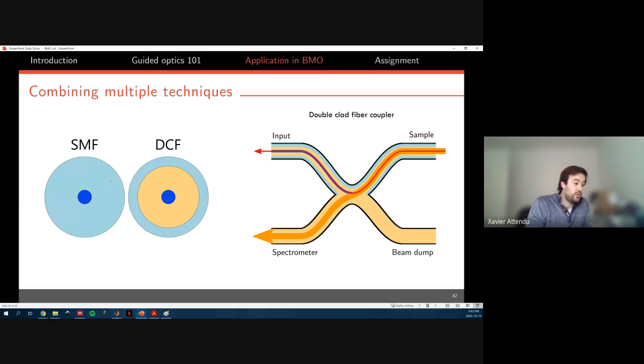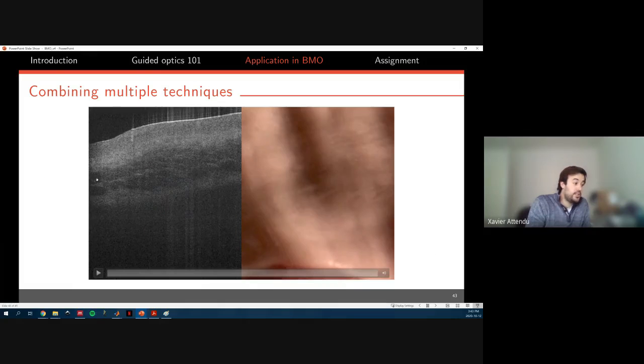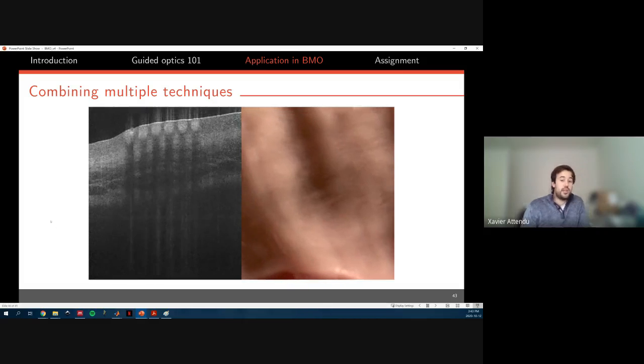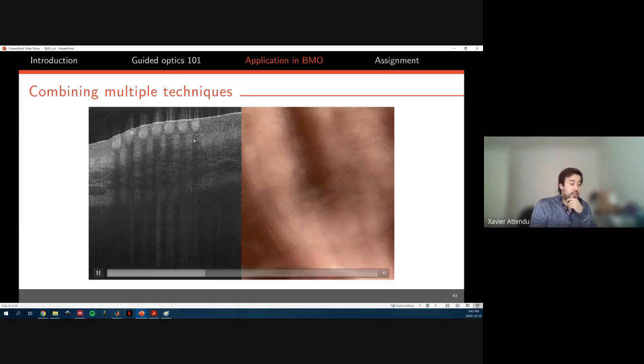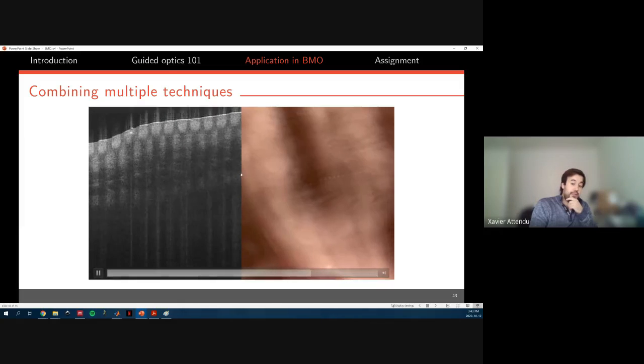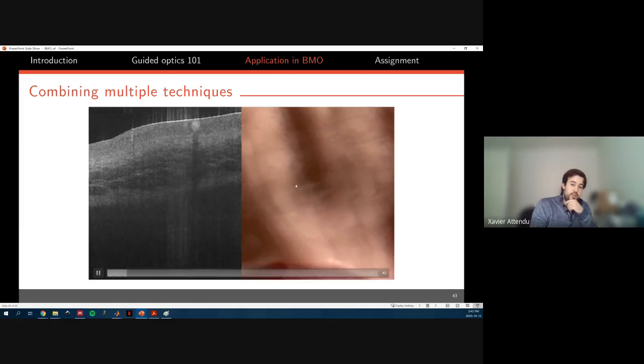So the double clad fibers, for instance, that's something that I'm working on personally. Using these double clad fibers, you can do the color imaging or the spectroscopic imaging at the same time as OCT, but you can also use it to do OCT and therapy. In this little video, on the left is the OCT image, and on the right is a standard camera. And basically what's happening is we're blasting with a very high intensity laser and coagulating the tissue at certain locations, those little white spots that you see appearing.